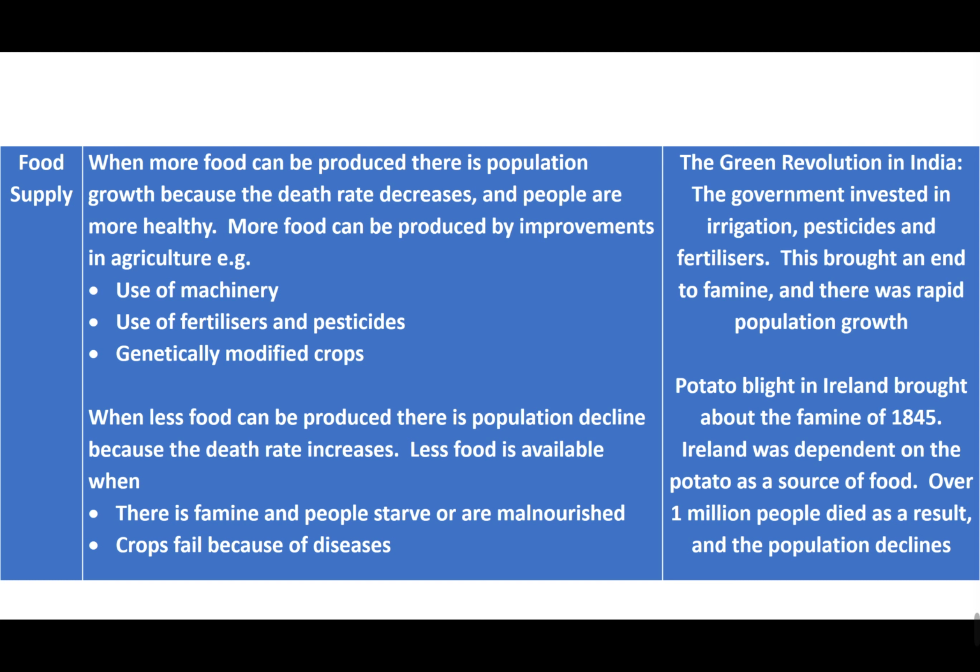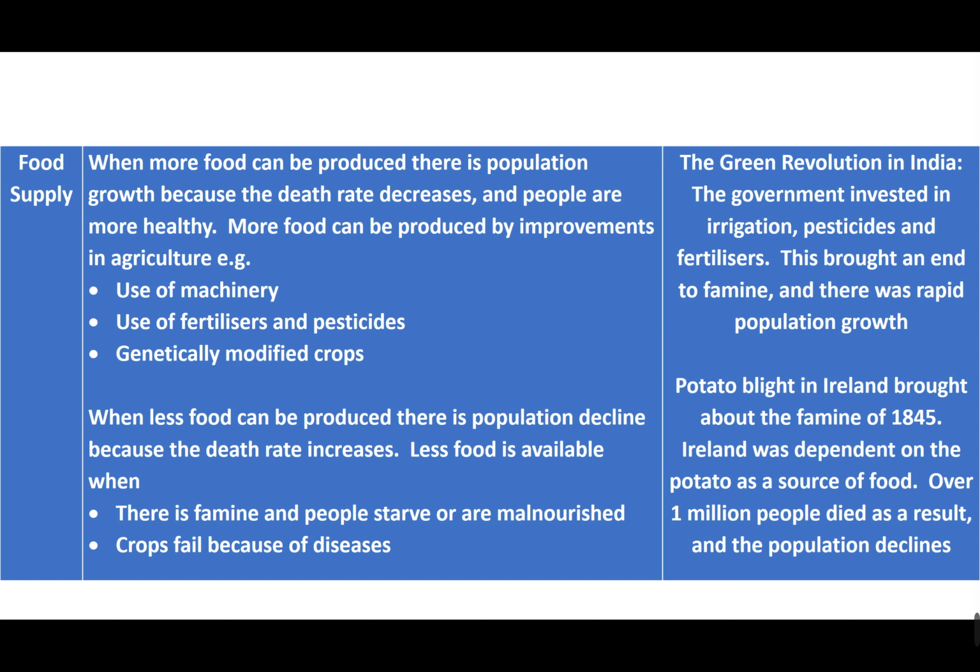It's called the Green Revolution because it was a revolution of farming and agriculture, and it improved farming because before that they had famines. So to stop this from happening, the government invested in irrigation. Do you remember what that is? They used irrigation, they brought water to the crops, they invested in pesticides, and they invested in fertilizers. This effectively brought an end to famine, and since the Green Revolution they haven't had a famine in India, and there was rapid population growth. So this is a really good example of where increased food supply can cause population growth.